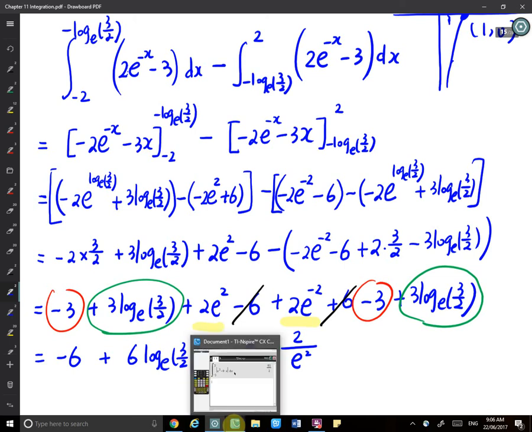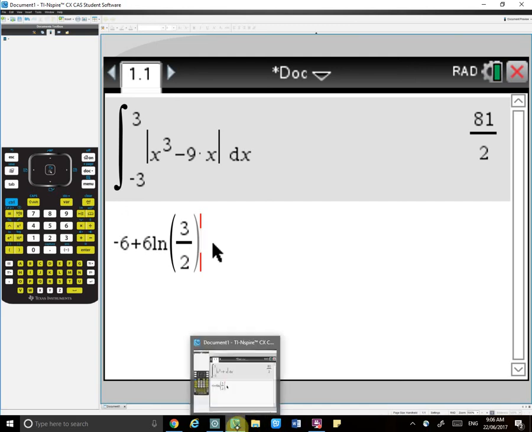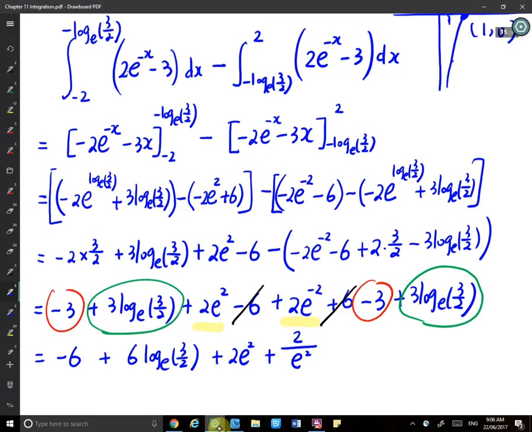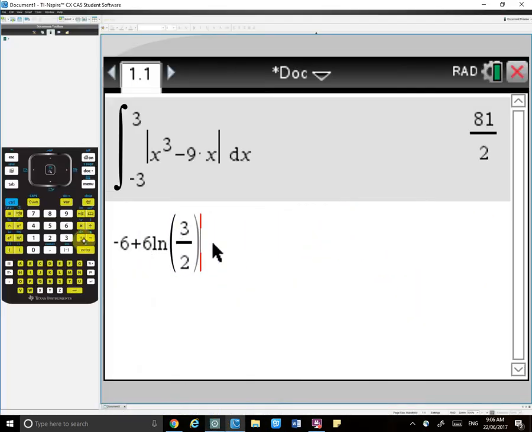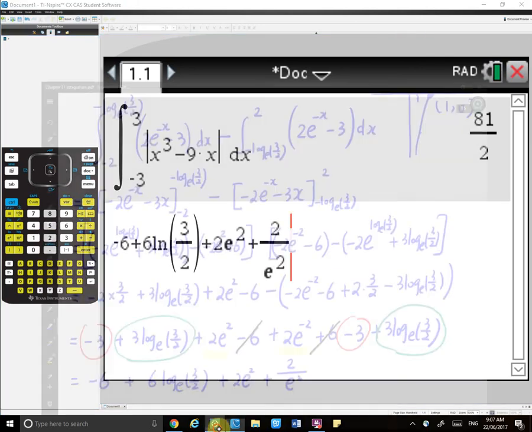Okay, so let's put that into CAS to see what that equals to. I'm not sure if I have made any mistakes in between or not. So let's just check. That's plus 6 log e. Well, ln is log e. So plus that. And plus 2e to the power of 2 plus 2e to the power of minus 2. Is that correct?